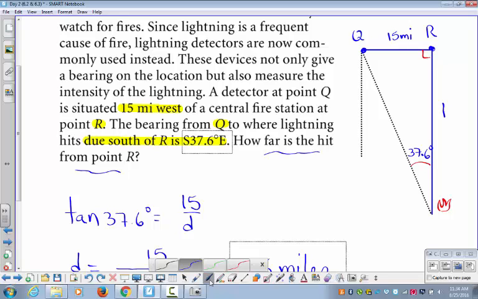So that 37.6 is this angle right here, which is the same as that angle. They give us an angle that's outside the triangle, but we use that alternating interior concept. We have the railroad tracks there, we have a transversal here, so those are opposite alternating interiors. So that angle is in the triangle down there. That's one of those things that you've got to read a few times to make sure you're putting the angle in the right place.